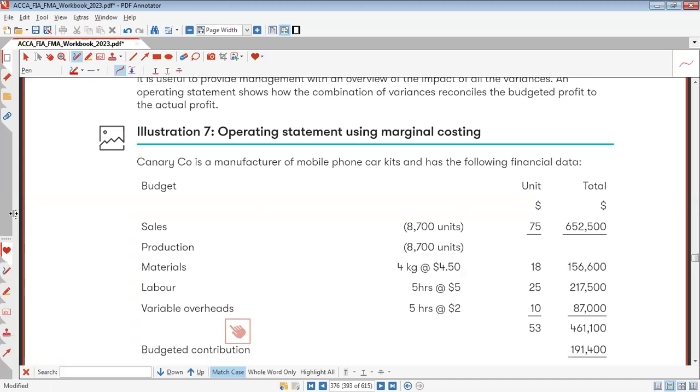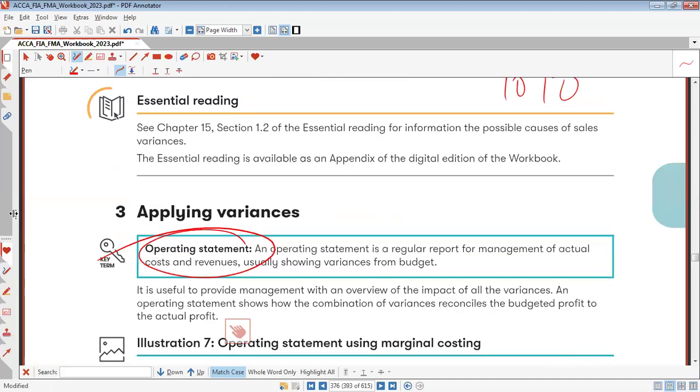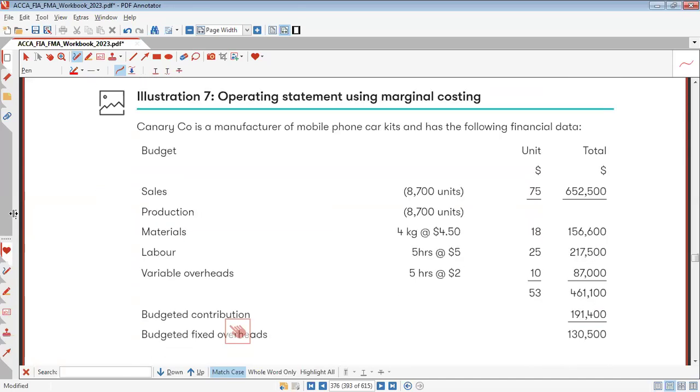So throughout the whole year, you're computing variances on everything. They have to work together. You're looking at how they are impacting our profitability, and you're making decisions throughout the whole year. So that's what we call an operating statement.